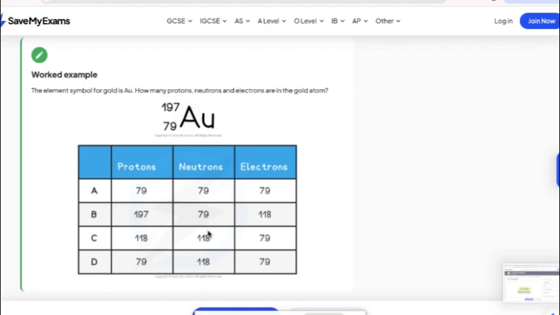Then the third one is the electron. Electron will be what? 79, right? Because the number of electrons is the same as the number of protons. So electron will be 79. Right? For electron, this one will be D, right? For neutron, it's C. The answer is C, this one, which is 118.